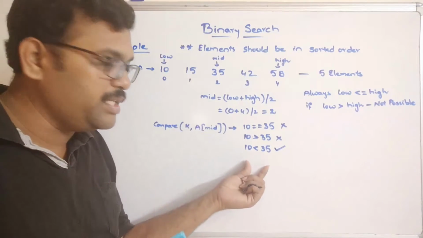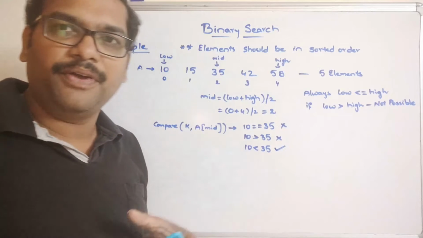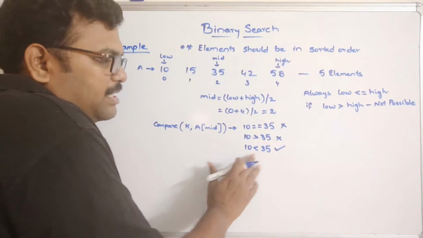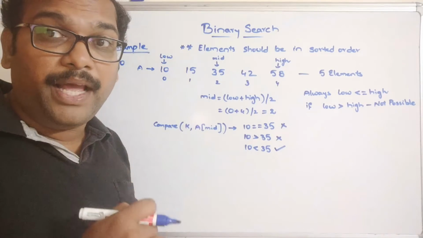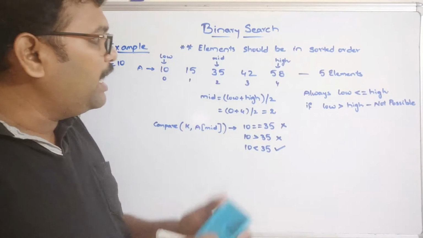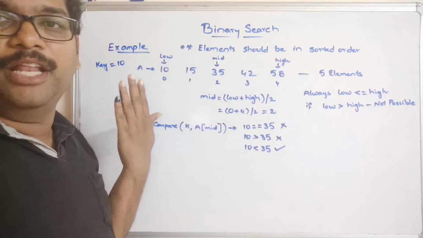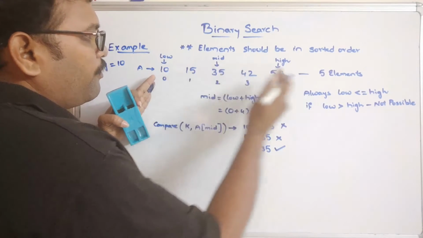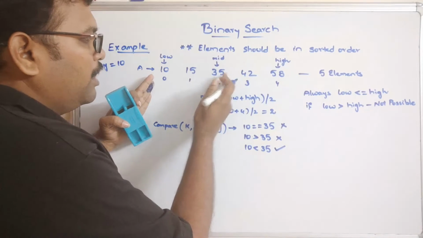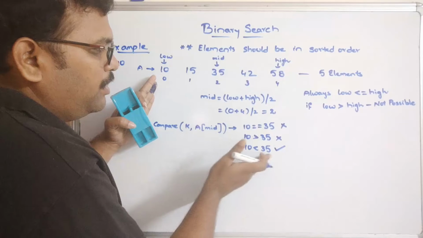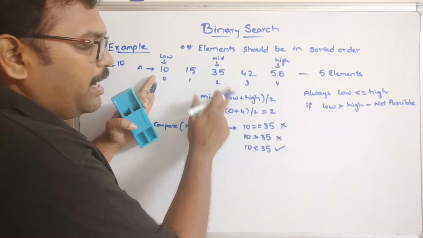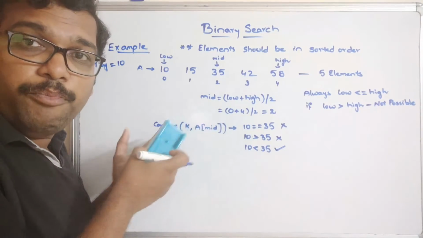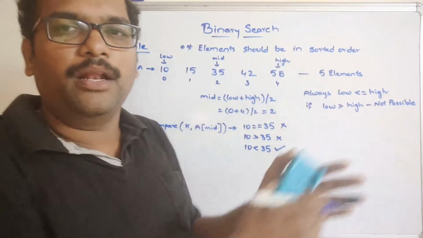What happens? This says the search element is less than 35, and the constraint is that elements should be in sorted order, so from this point 10 is less than 35. Obviously that implies the search element may be in the portion less than the middle element. Okay, I hope you understood. So from low to high we are finding the middle value and comparing the middle element, and based upon this we select either the left portion of the middle or the right portion of the middle.